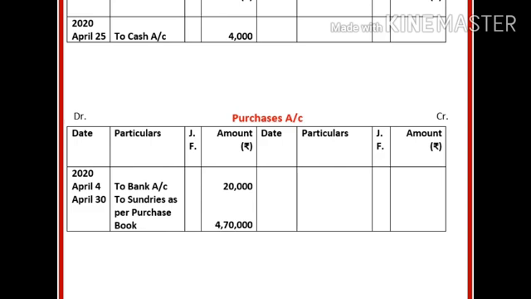So this is how you can post the transaction from journal to ledger, and how you can total and balance the ledger accounts. In the next module, we will study about preparation of trial balance.